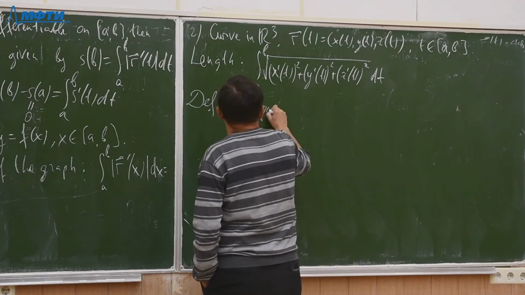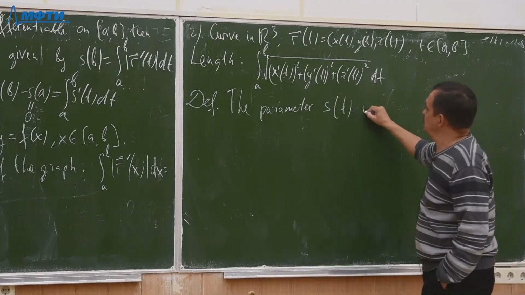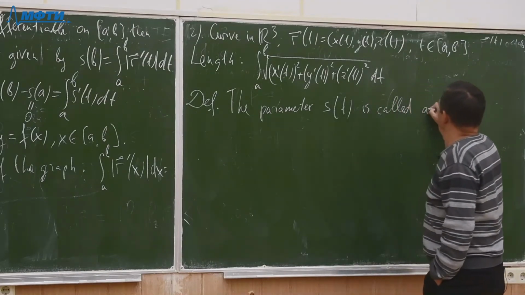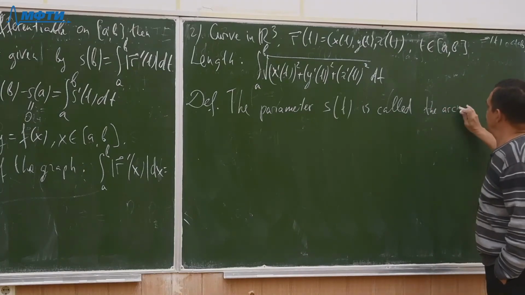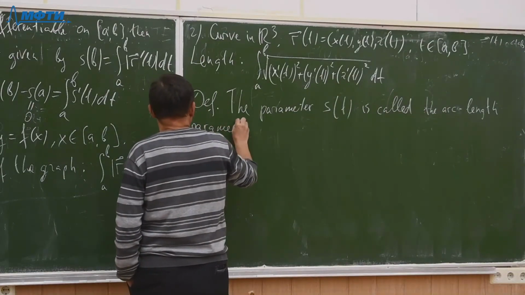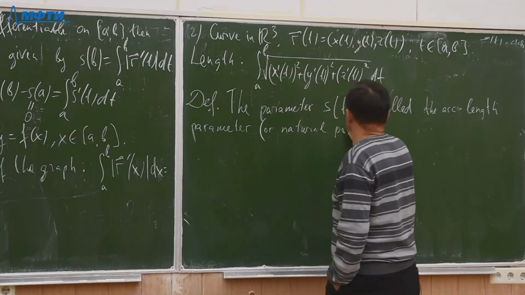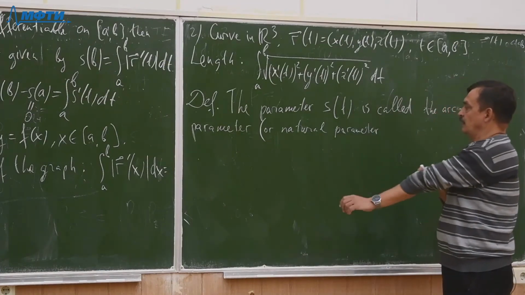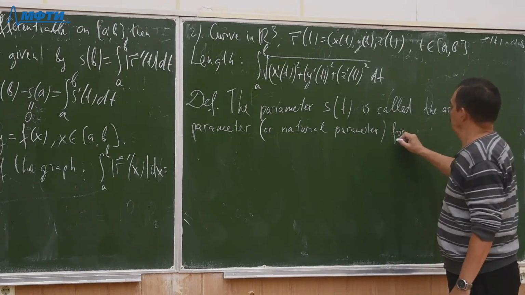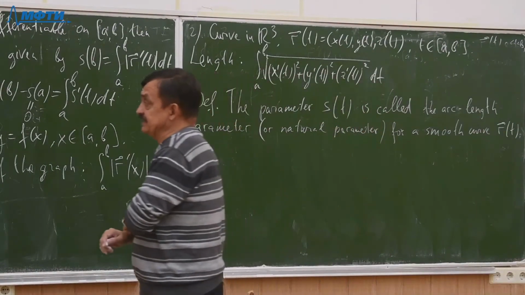The parameter s of t is called the arc length parameter, or natural parameter, for a smooth curve r of t. So why can we consider it as a parameter?